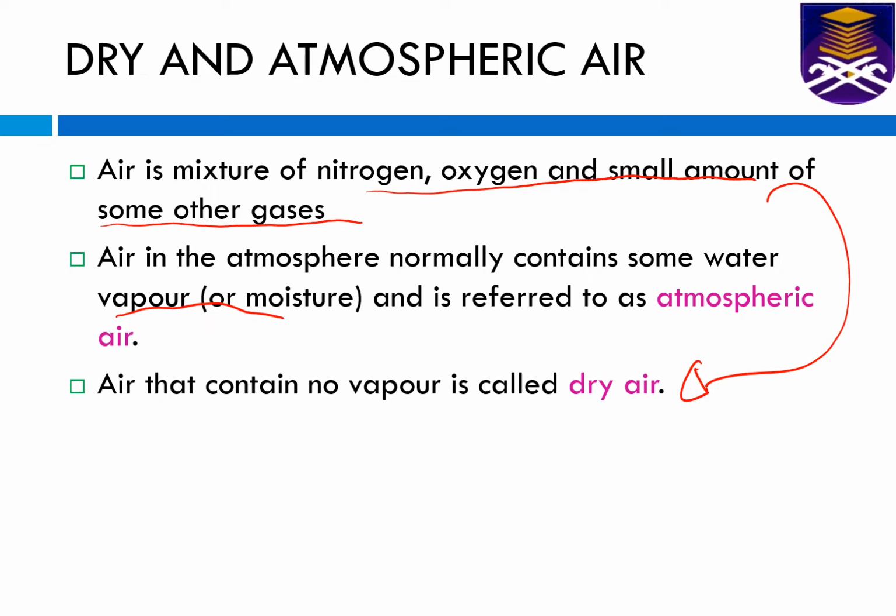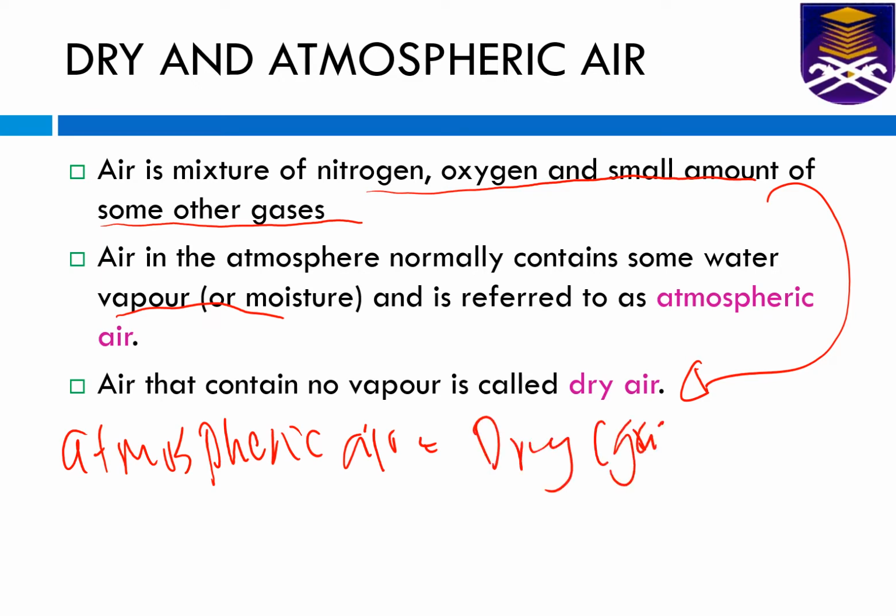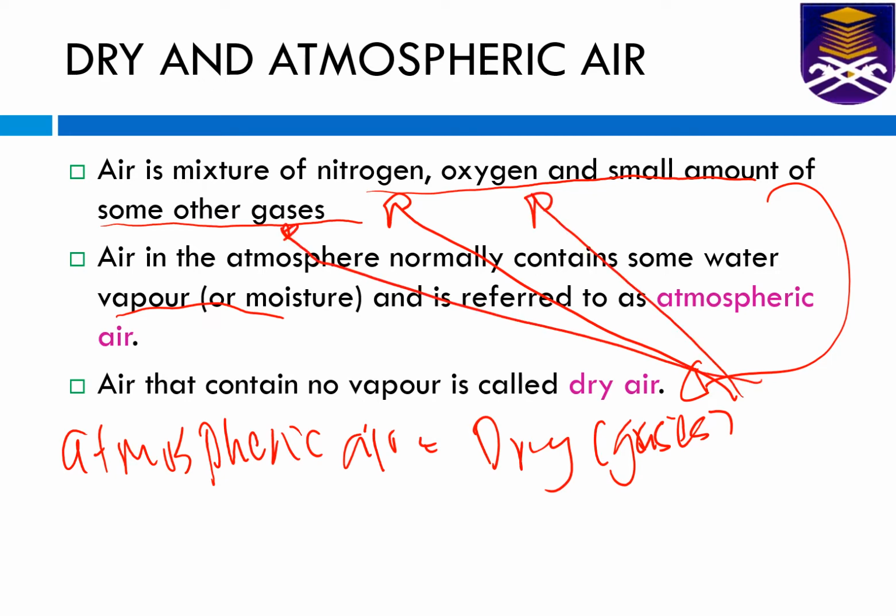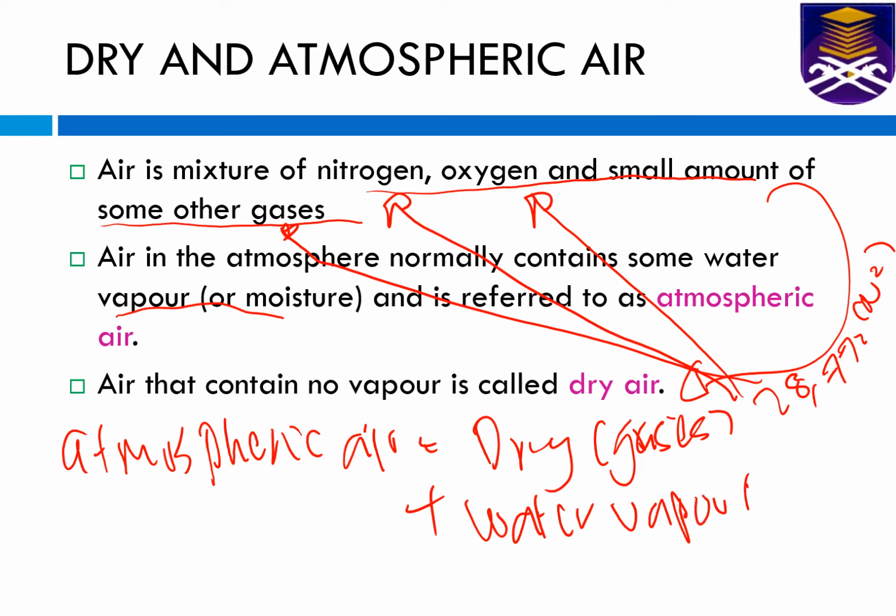So the atmospheric air is the combination of the dry air, which is the dry gas, where the gases contain nitrogen, oxygen, and a small amount of other gases, which is oxygen 28% and nitrogen 72%. And these dry gases are combined with the water vapor or moisture.